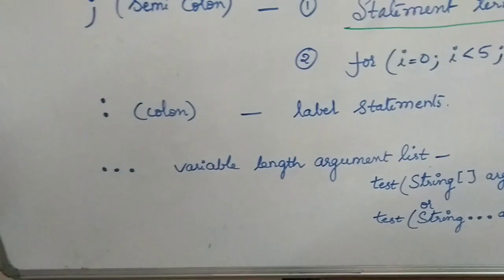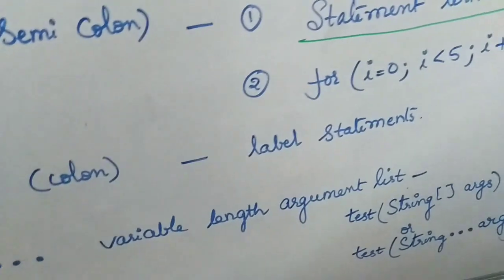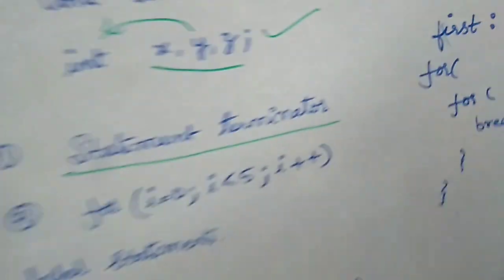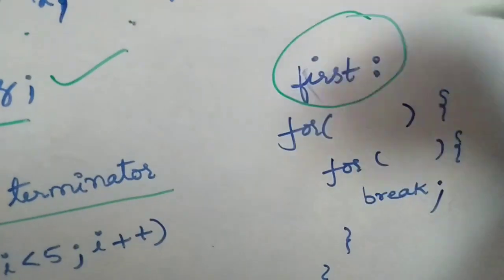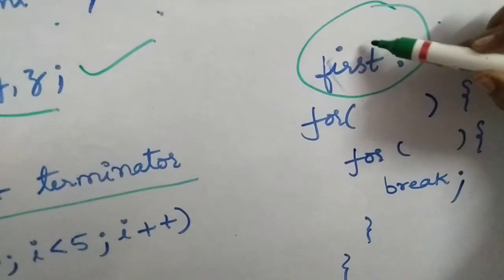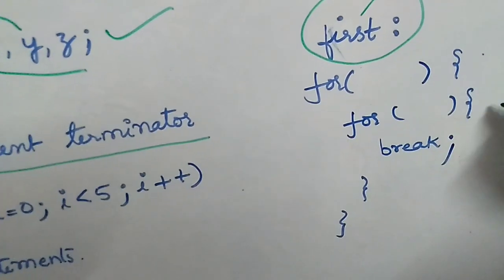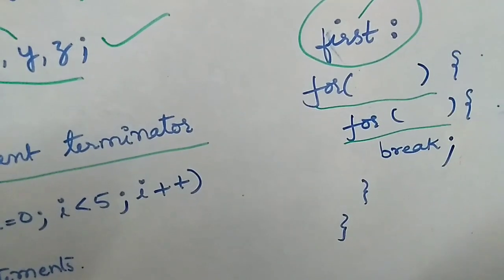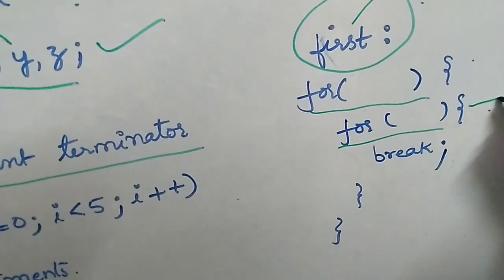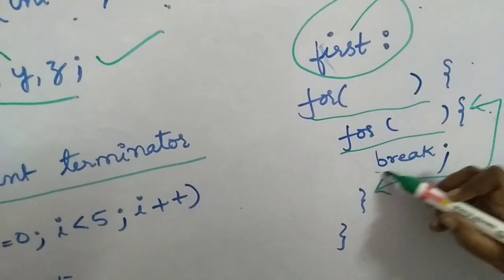Okay, right. And the next separator is colon. Colon is used for the label statements. So I have written a simple code over here. So this is what is called as a label. So I created a label and the name of the label is first. Okay, so say I am having two nested loops over here. This is the outer for loop and this is the inner for loop. And inside the inner for loop, so this is the scope of the inner for loop, I have written a break.